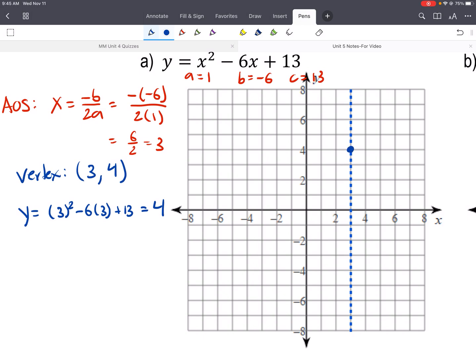So I'll plot that here. Here's our vertex. Now we'll just use our growth pattern. Since a is 1, we'd use 1a, 3a, 5a. So over 1, up 1, over 1, up 3 on both sides. And we're done.